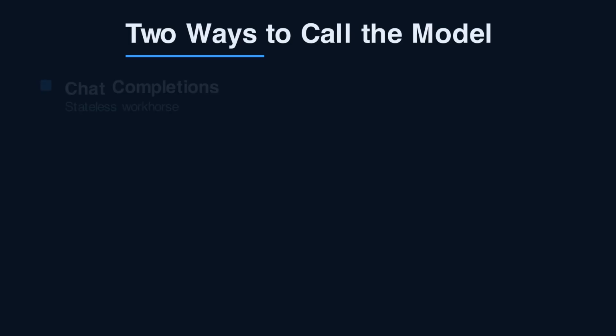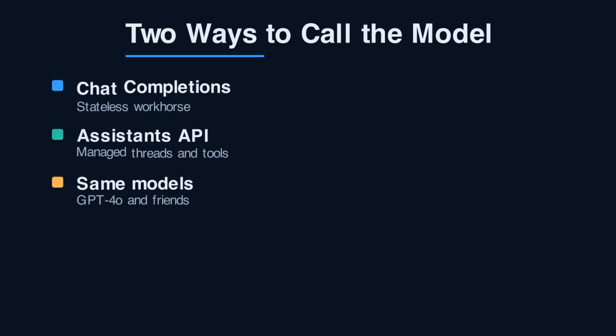If you're building on Azure OpenAI, you've hit a fork in the road. There's the Chat Completions API, the workhorse most people start with. And there's the Assistants API, which promises threads, tools, and managed state out of the box. They both talk to the same underlying models, but they hand you very different mental models and very different bills.